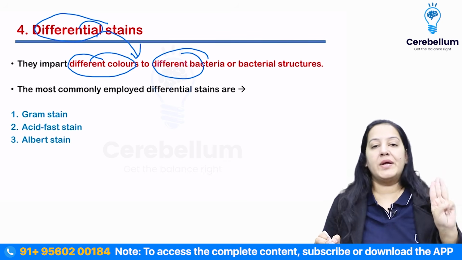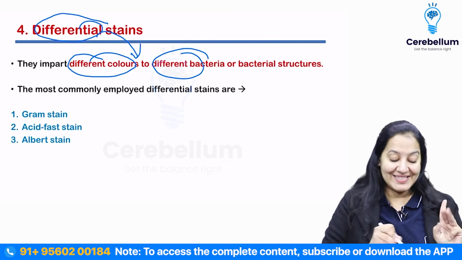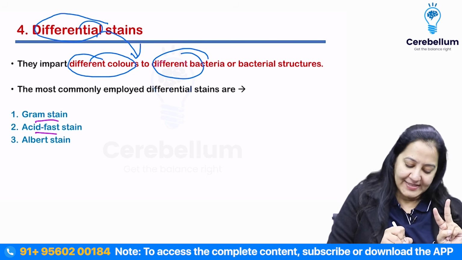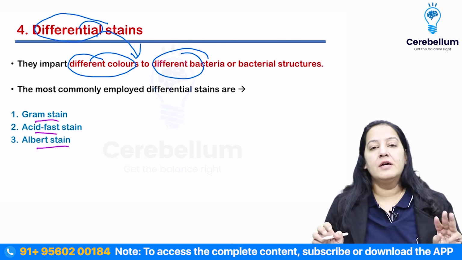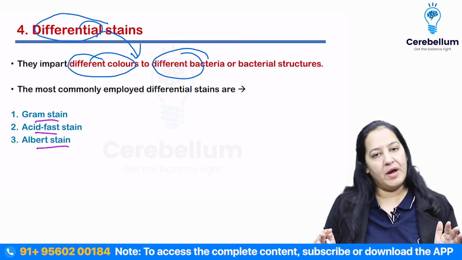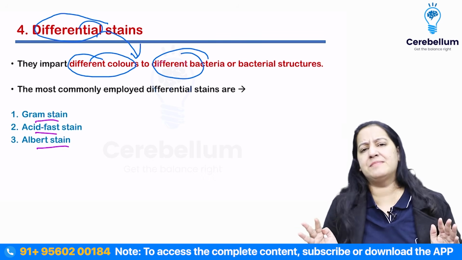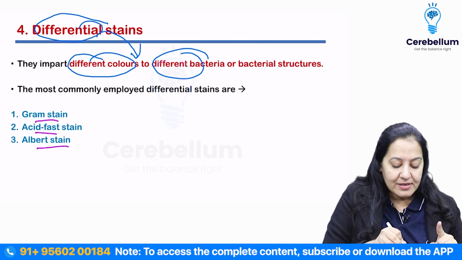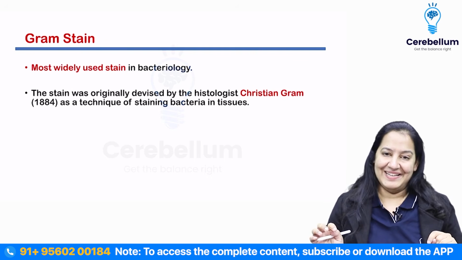So here there are three examples. What are the three examples? It's Gram stain, acid fast stain and Albert stain. So we will take all these one by one in detail. You get many MCQs based on these stains. So let's start with the first one, Gram stain.